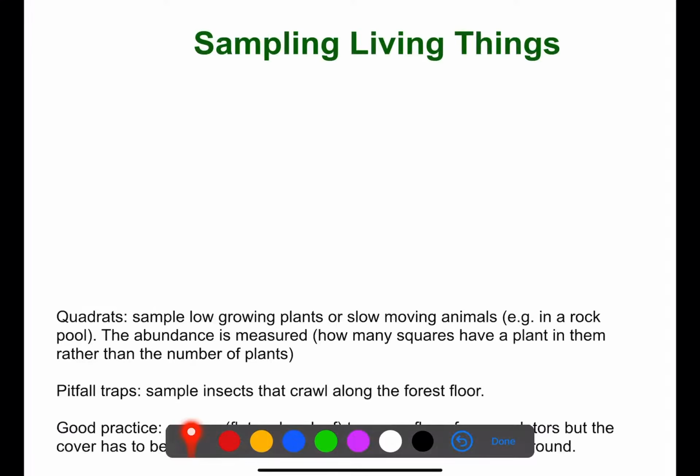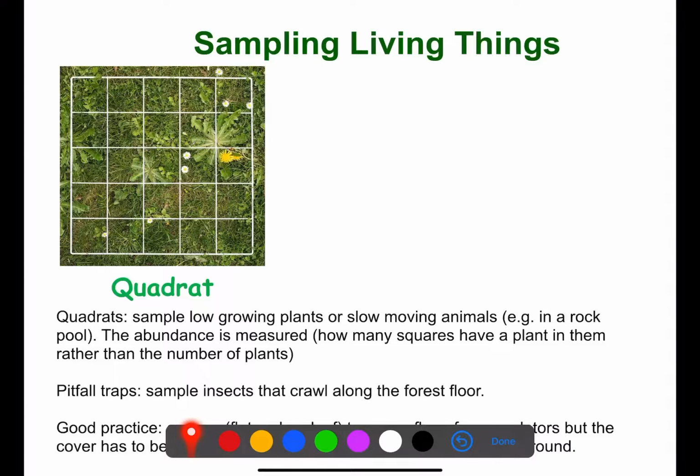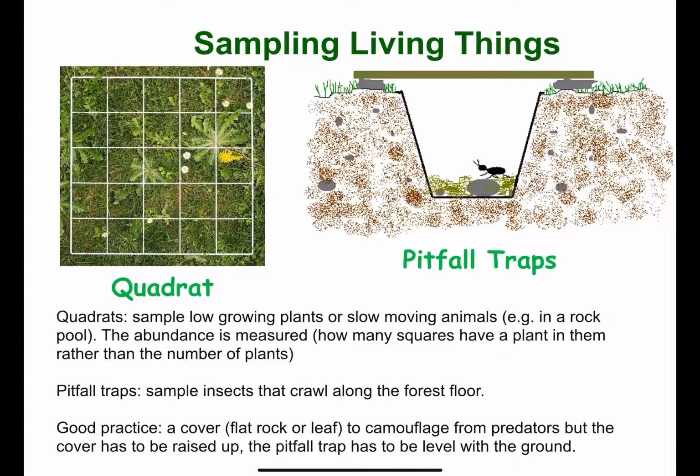Once we've had a look at the different abiotic factors, we want to sample the living things themselves. There are a couple of things we can do to look at that. For things like plants that are growing on the ground or slow moving animals, we can use a quadrat. A quadrat is a square which is split up into smaller squares which you lay down.